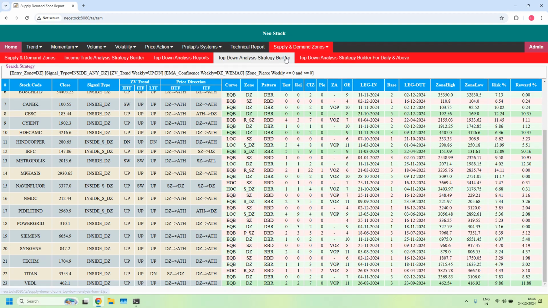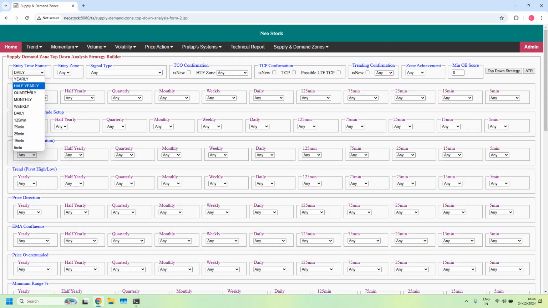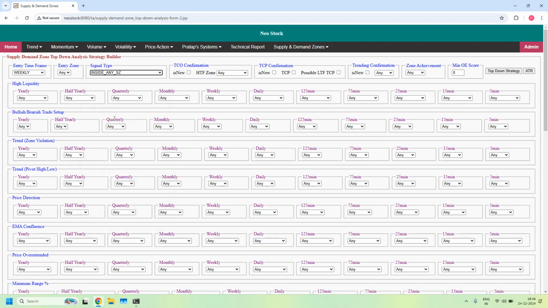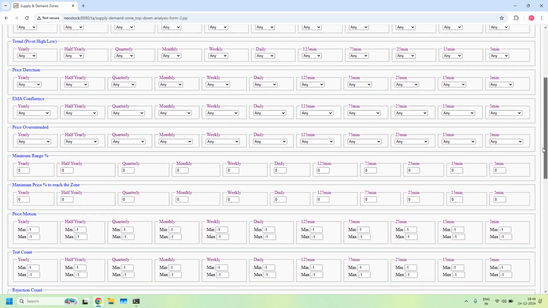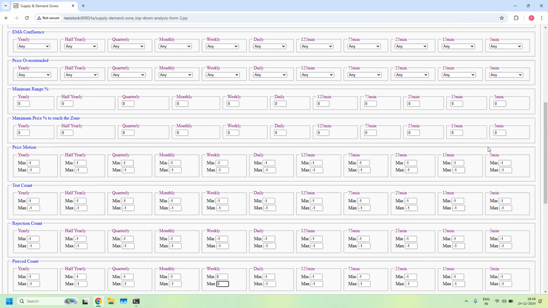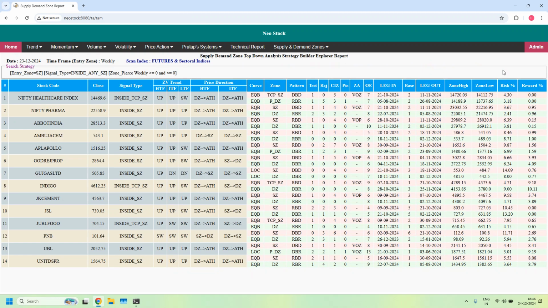Okay, next report of weekly time frame. Price closed inside the weekly supply zone. These weekly supply zones should not be pierced. So in the pierced count at a weekly time frame, I am setting minimum value 0, maximum value 0. With these filters, we got 14 stocks.